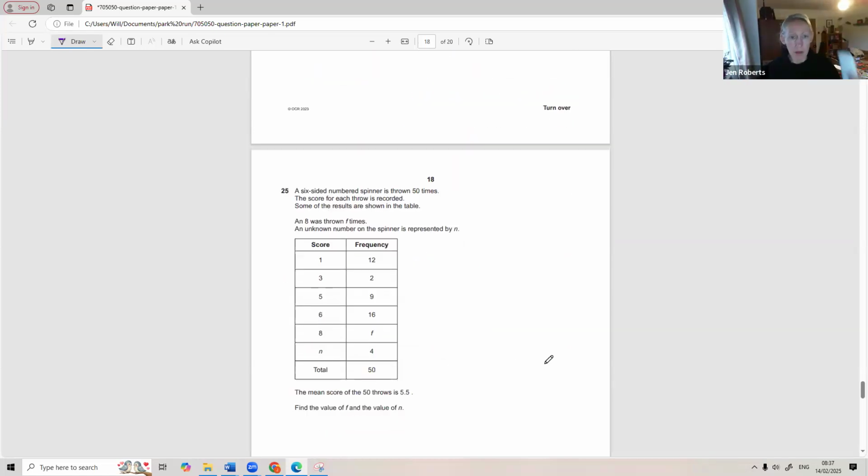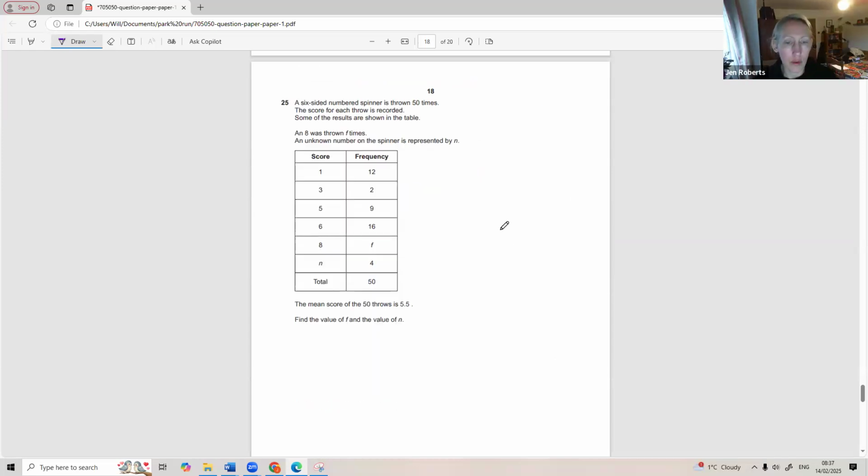A six-sided numbered spinner is thrown 50 times. The score for each row is recorded. We're going to find F and N. First of all, this frequency row is equal to 50, so it's quite easy to get F. If you subtract all of these other values away from 50, you get F is 7.